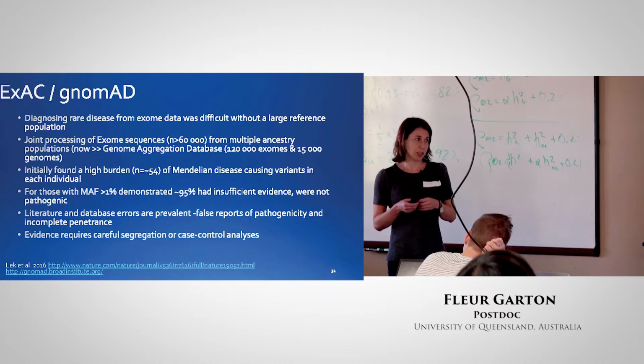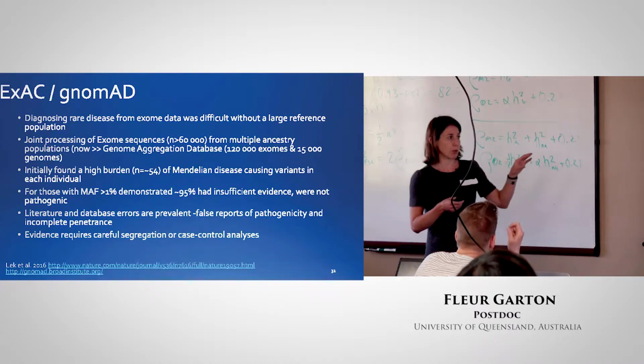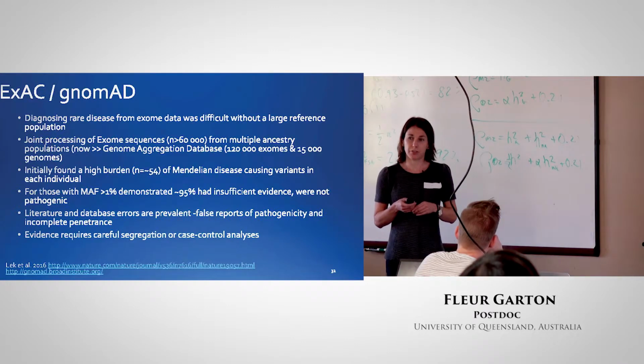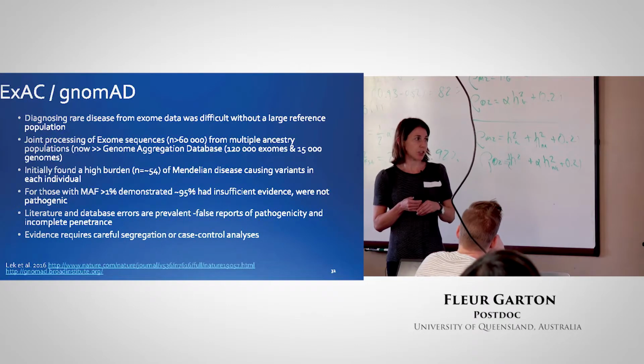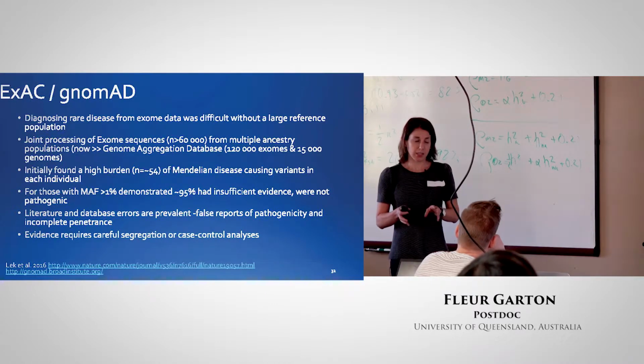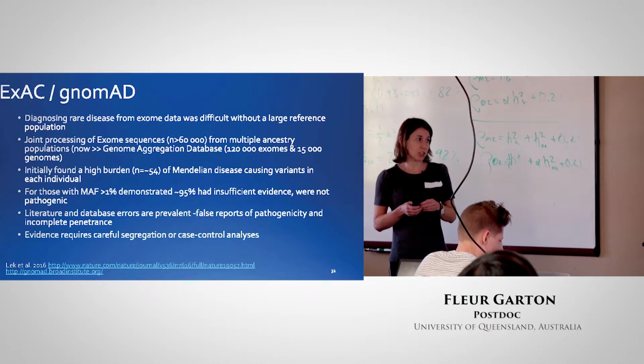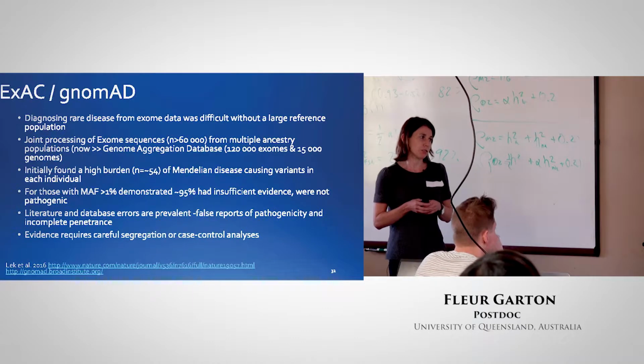So it demonstrates that there's a lot of inaccurate reports in the literature. They looked at just those with a minor allele frequency of over 1% and demonstrated that over 95% of these cases had insufficient evidence and were not pathogenic. So literature and database errors are prevalent, and there's lots of false reports of pathogenicity and evidence of incomplete penetrance.